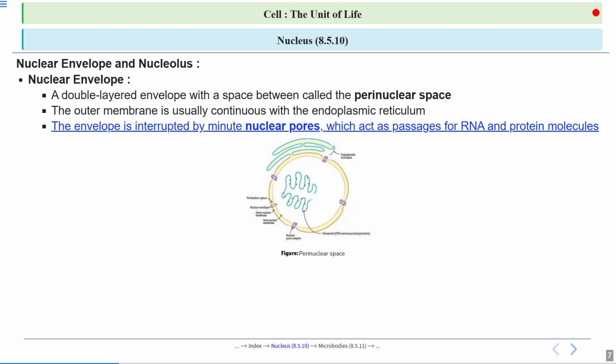Okay, here you can see in this image, this is the endoplasmic reticulum, which is in close association with the outer nuclear envelope. Then you have the inner membrane. Between these two, there is a perinuclear space. This is the perinuclear space, you can see. These are the nuclear pores. Okay, these are the pores.